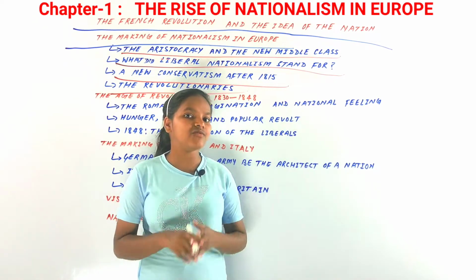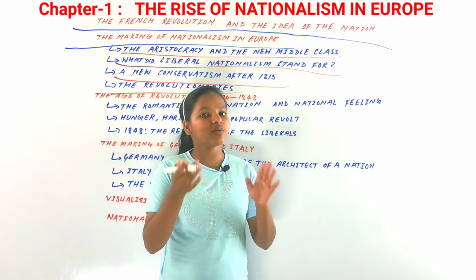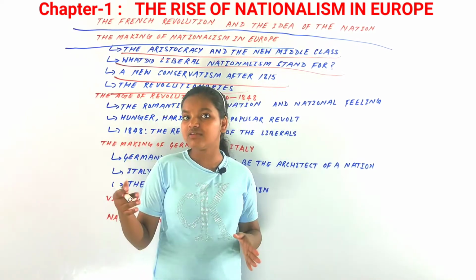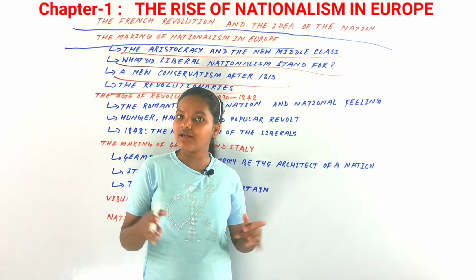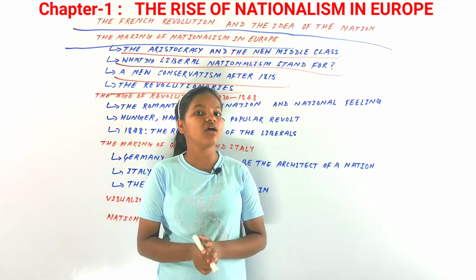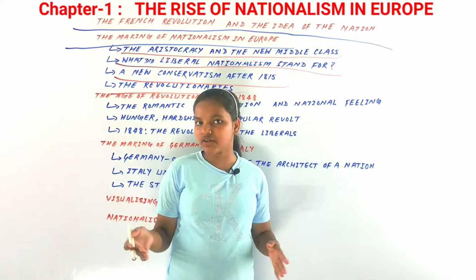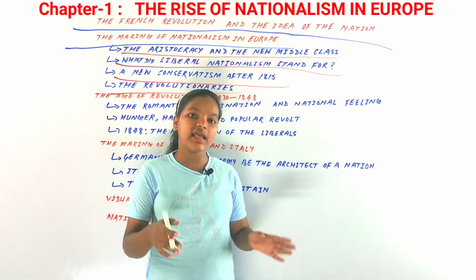If we look at the revolutionaries, here we are going to discuss Giuseppe Mazzini. Giuseppe Mazzini, an Italian revolutionary, was born in 1807 in the Genoa region of Italy. After that, in 1824, he joined a secret revolutionary agency. And after that, in 1831, he was at the age of 24.